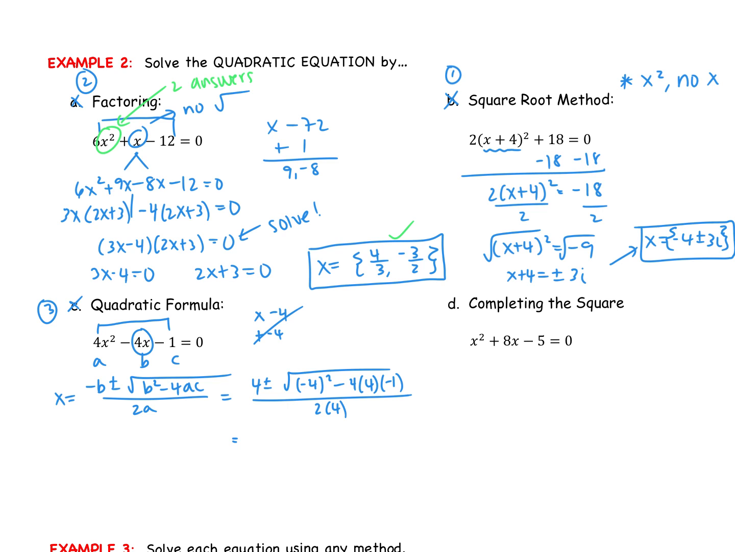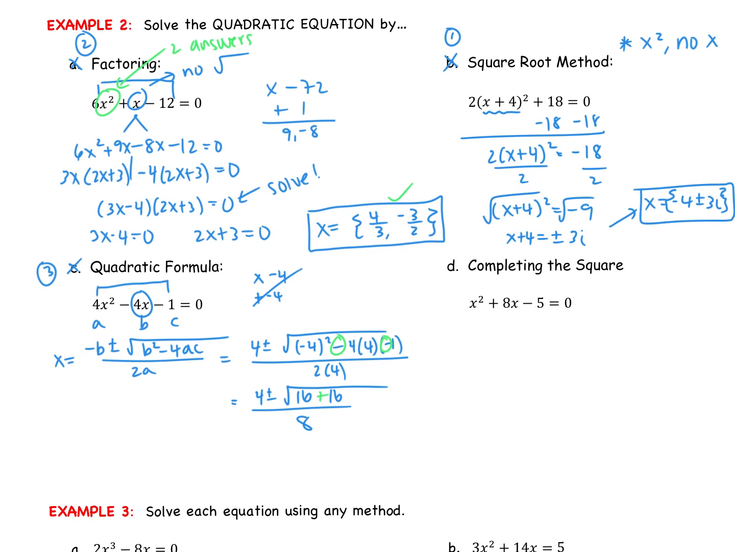Inside of the square root is where students often make the mistake. So please be careful there. Okay, so that negative 4 squared gives us positive 16. Be careful of the sign. Negative and a negative will give us a positive. And again, we have 16 all over 8. This gives us 4 plus or minus the square root of 32 all over 8.